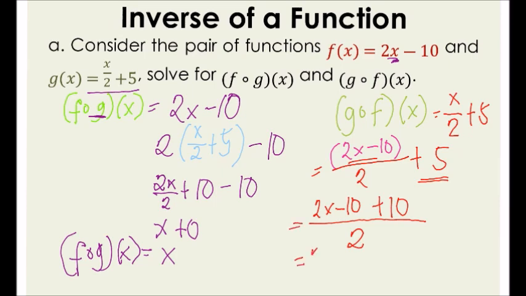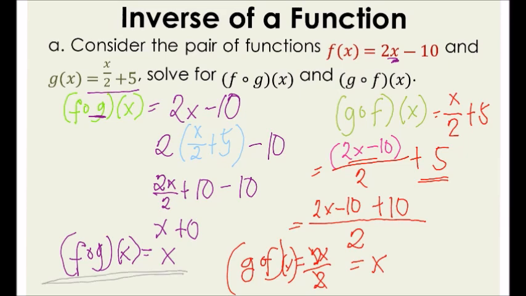Further simplify, we will have 2x minus 10 plus 10. Negative 10 plus 10 is 0, over 2. And 2 divided by 2, we will be left with x. So g of f of x is x. Now if you observe, we have the same outcome, which is x. So therefore, we can say that f of x is the inverse of g of x, and g of x is the inverse of f of x.